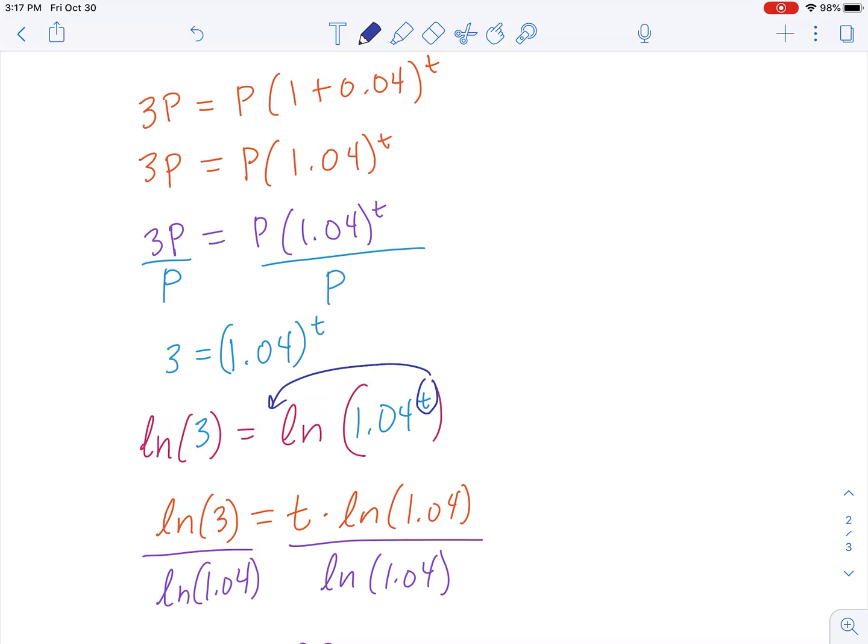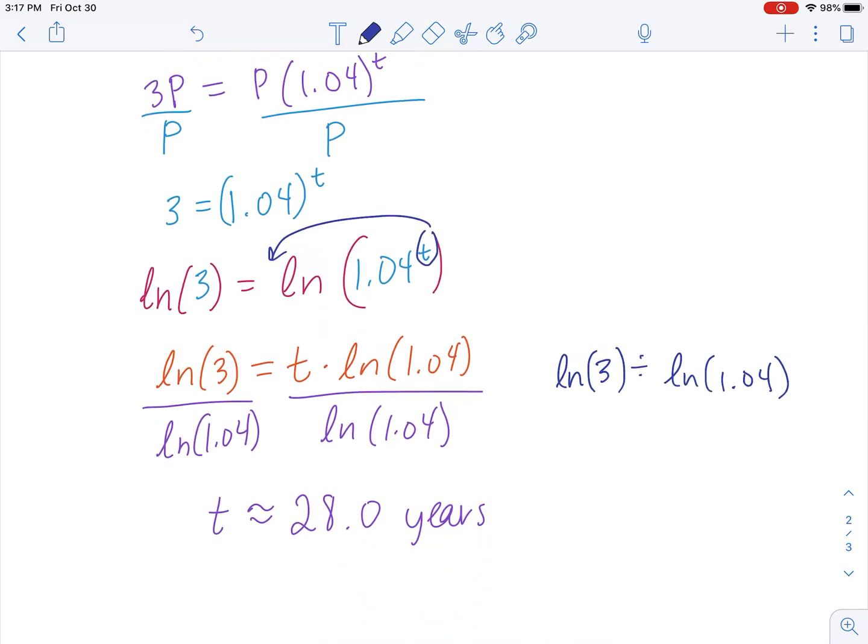Only this time we're dividing the natural log of 3 by the natural log of 1.04. So I'll write again how to type that into the calculator. You get the natural log button, put in 3, close your parenthesis, divided by the natural log of 1.04, close your parenthesis. When you do that, you get t is approximately 28.0 years.